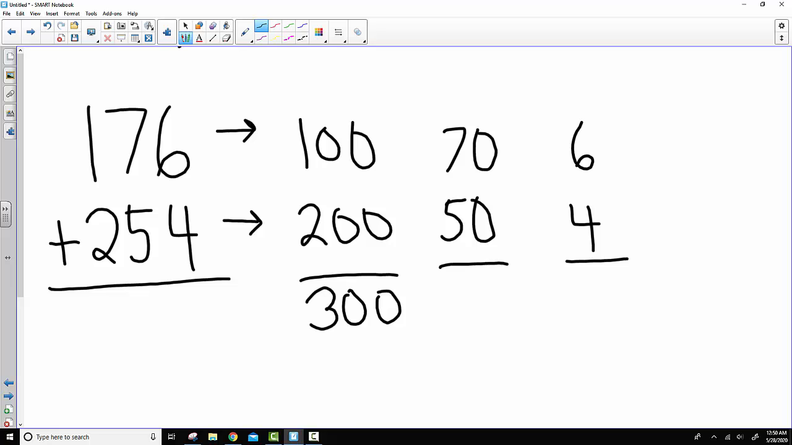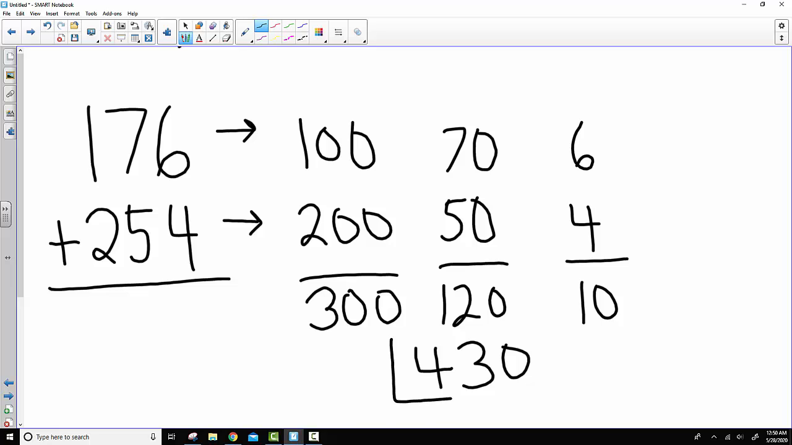70 plus 50 is 120. And 6 plus 4 is 10. We will add our hundreds, our tens, and our ones together. So 300 plus 120 would be 420, plus an additional 10 would be 430. The answer to our problem is 430.